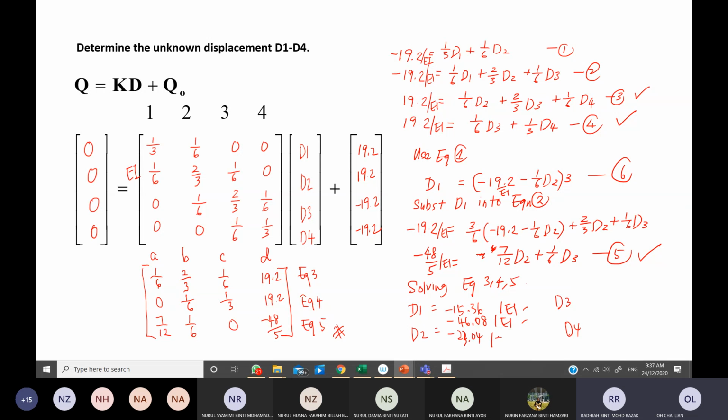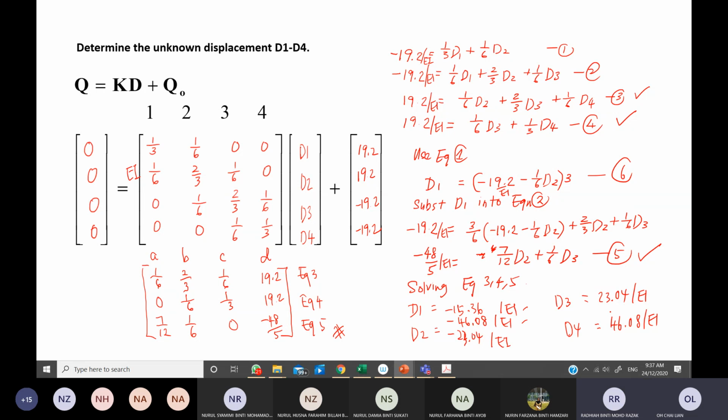Okay, just now who is getting the negative 46? Nurin, do you get the same D2? Yes. Okay, so how about D3? 23.04. How about D4? 46.08. Okay, so let's put these details into equation 6. Equation 6 only requires D2.